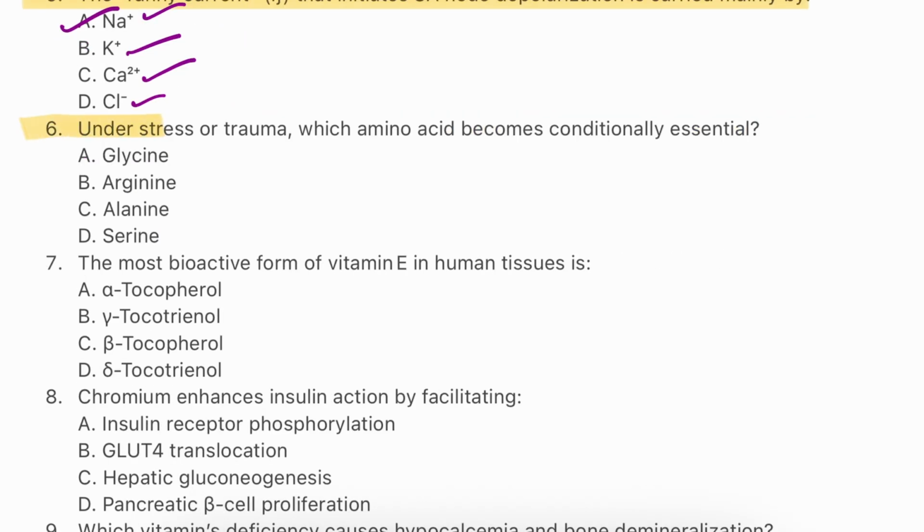Question number 6. Under stress or trauma, which amino acid becomes conditionally essential? Glycine, arginine, alanine, serine. The answer will be arginine. Arginine under stress becomes conditionally essential due to increased demands.